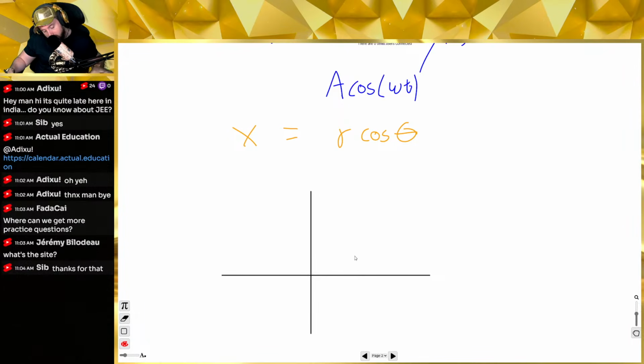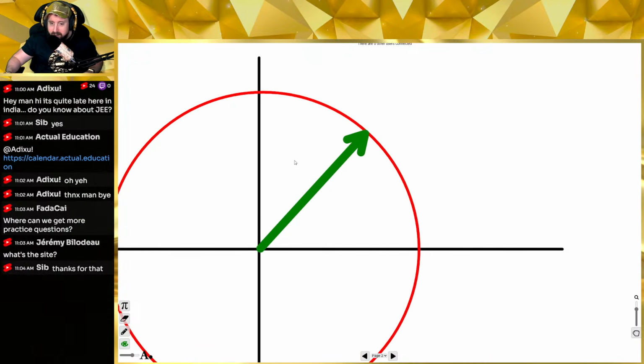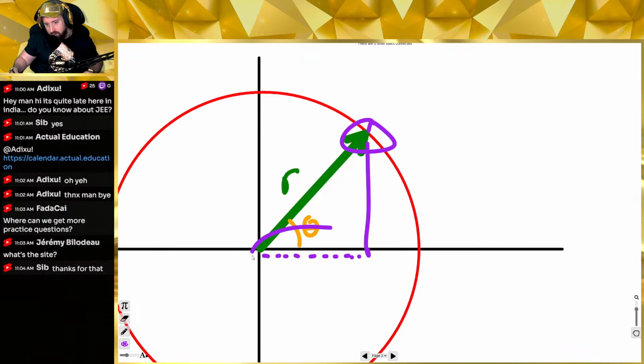So, for instance, if you had a circle. Well, that's a square. A circle. Nothing against squares. And for instance, you wanted to look at something which has a radius r, and then an angle theta, right? Then the x coordinate of this thing would be equal to r cosine theta.